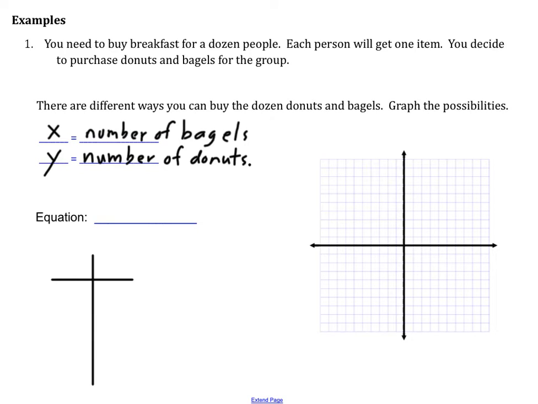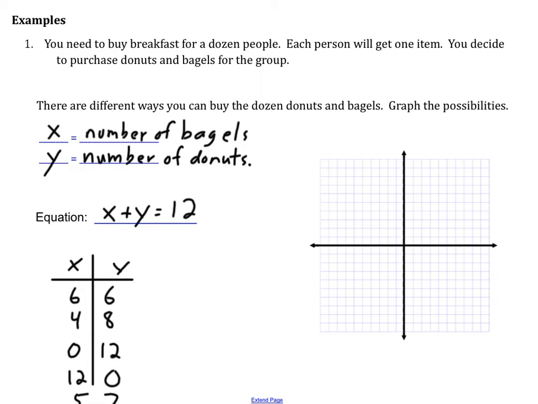Our equation, well, what's got to be true? We have a total of 12. So the number of bagels plus the number of donuts, x plus y, equals 12. Now we make a table. X and y go in the table. X could be 6, which means I would have 6 bagels. Then I have to have 6 donuts to get the total of 12. If x is 4, y is 8. If x is 0, y is 12. We just fill in the table with some pairs of numbers that make the equation true.